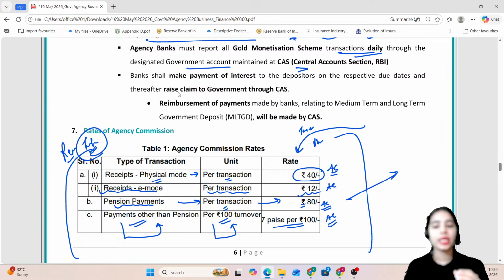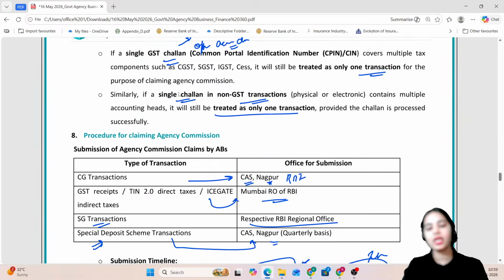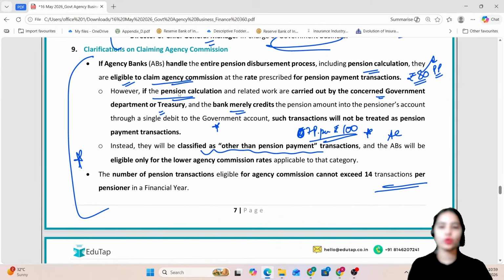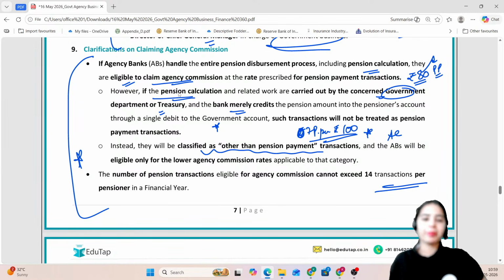But if the pension calculation is happening at the treasury or the government department is doing the pension calculation and only disbursement is being done by the bank, then this will be considered under payment other than pension, and here 7 paise per 100 rupees only will be received by the bank as the agency commission. Okay, so if the concerned government department or treasury is doing the pension calculation and the bank merely credits or sends the money to the pensioner account, in this case this will be other than pension payment.